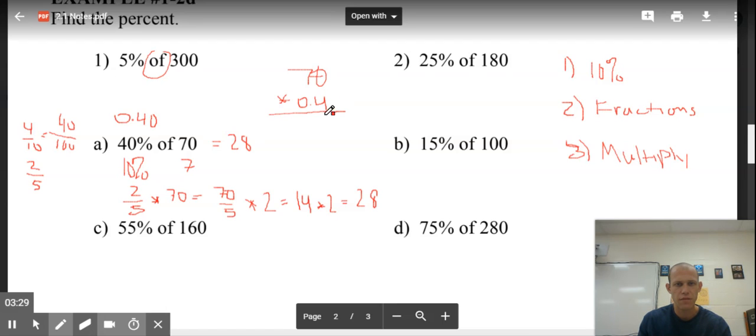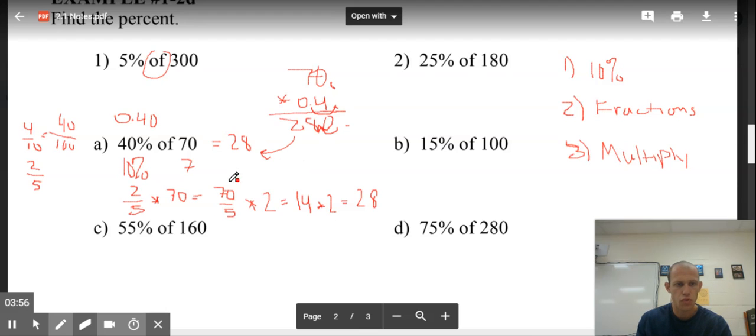So 4 times 0 is 0. 4 times 7 is 28. The decimal point is already on the right side for the 70, so I don't need to move anything down here. But the 0.4 is not on the right side yet, so that means I have to move it once. So over here, I have to move it once the opposite way. So my final answer, again, is just 28.